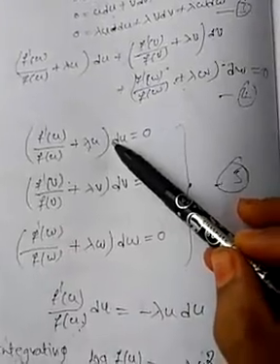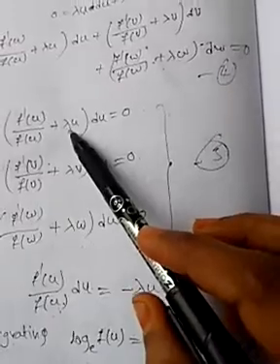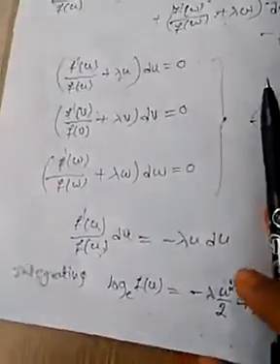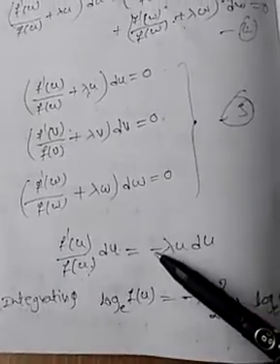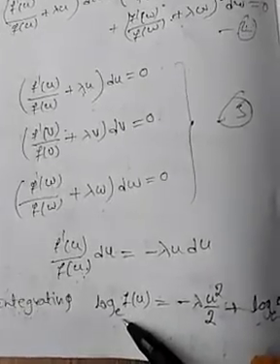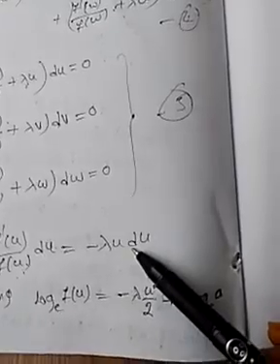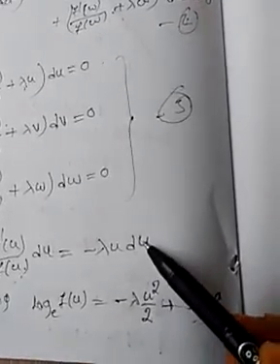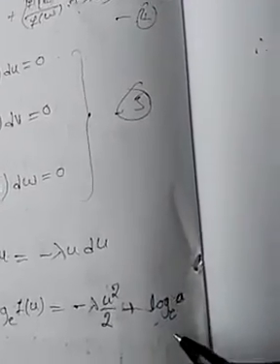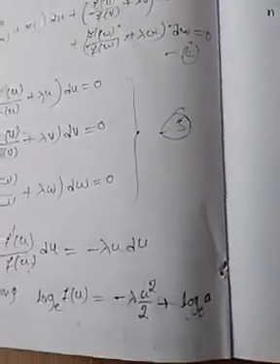Consider the first equation, f dash of u by f of u du equals, taking this term onto the right side, minus lambda u du. We are integrating this equation, then this becomes log f of u to the base e equals minus lambda, which is constant, times the integral of u du, which is u square by 2, plus log a to the base e, which is the constant of integration.